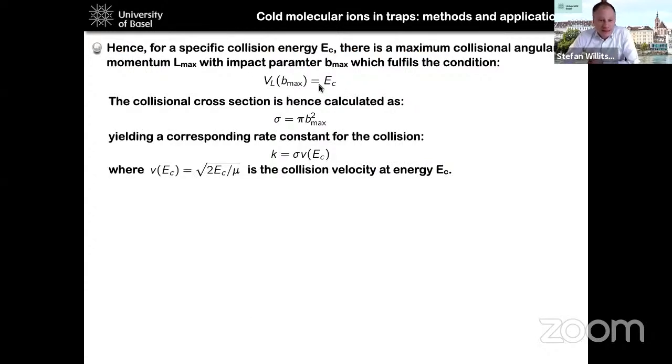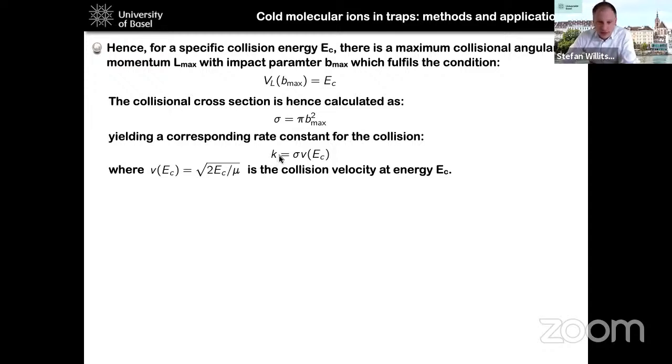Okay? And then from this condition, one can work out what this maximum impact parameter needs to be so that the height of the centrifugal barrier is just equal to the collision energy. From that, one can work out the maximum impact parameter, and then from the maximum impact parameter, one can work out the collision cross-section. And from the collision cross-section, one can then work out the rate constant for the collision. And with that, one has everything that one needs already.